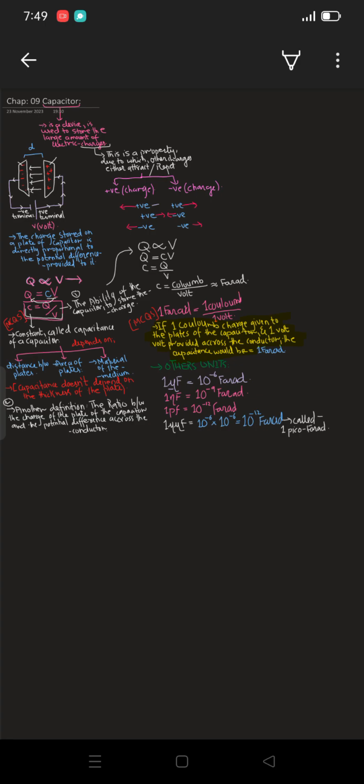In today's video, we're gonna see how the capacitance of a capacitor depends on the distance between the plates and the area of the plates, right? Is it directly proportional to these two quantities or inversely proportional to these two quantities? Today we're going to discuss everything in this video.